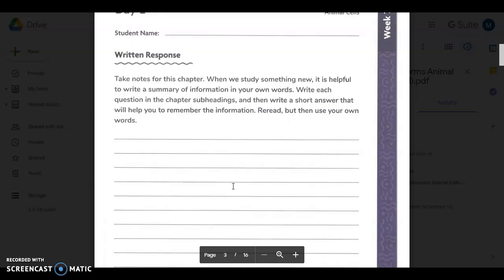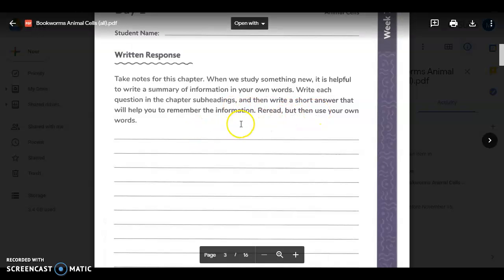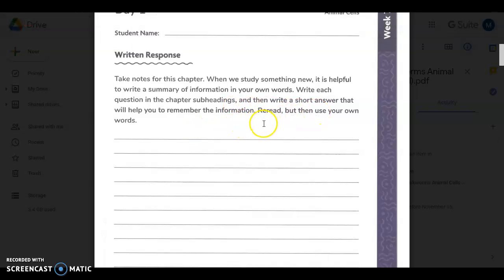If you go down to the written response, it says to take notes for the chapter, but it's going to give us a very specific way to take notes. When we study something new, it is helpful to write a summary or information in your own words. Write each question in the chapter subheadings, and then write a short answer that will help you to remember the information. Reread, but then use your own words.